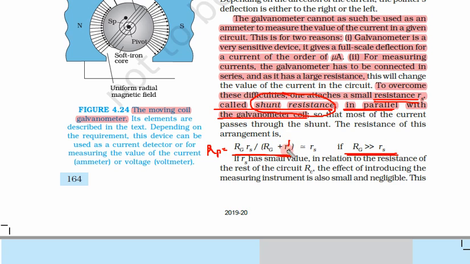Let us remove this Rs in comparison to Rg. So what we have is Rg Rs upon Rg. Let us cancel this also. So Rp is equal to Rs. The total resistance of this parallel arrangement is equal to the smaller resistance.